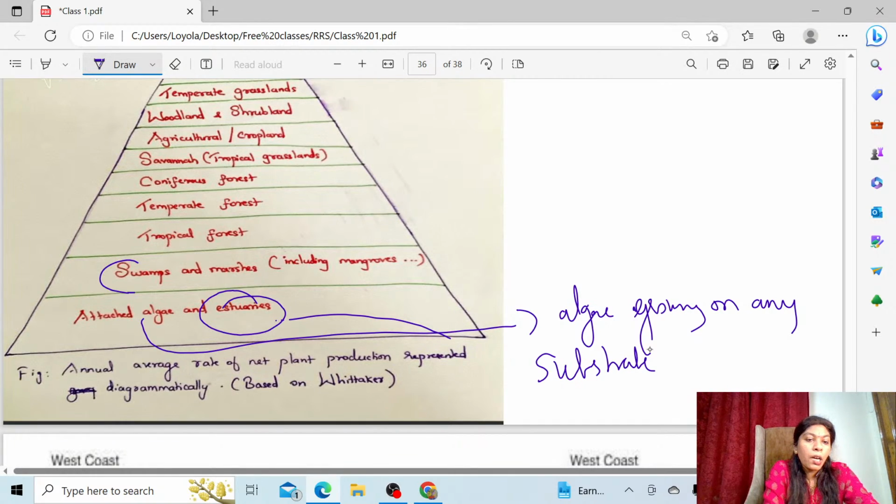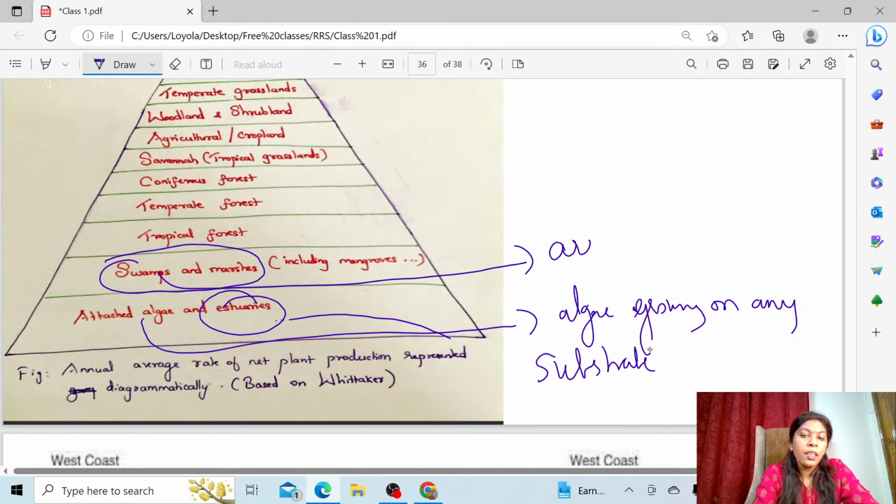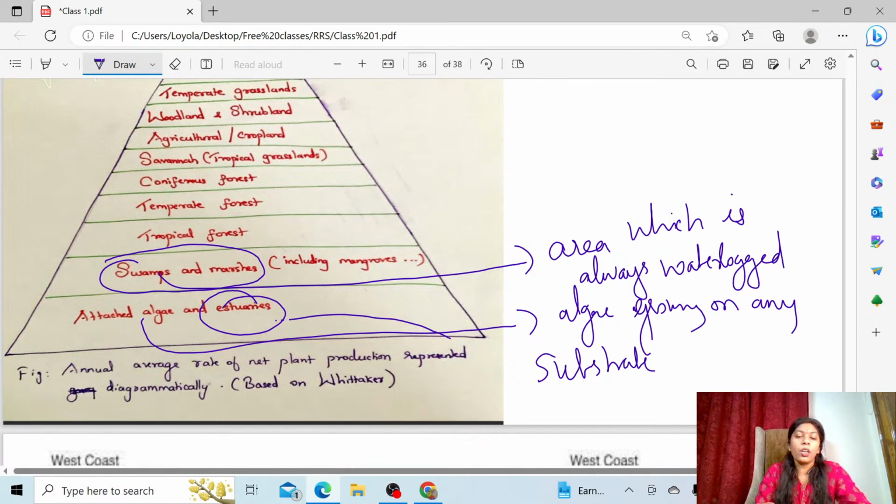Then come swamps and marshes. So swampy area. What are swamps? Swamps are what we call waterlogged, the area which is always waterlogged or filled by water, saturated by water. Anyway, you can say marshes. Marshes are also the same area, which is always waterlogged.